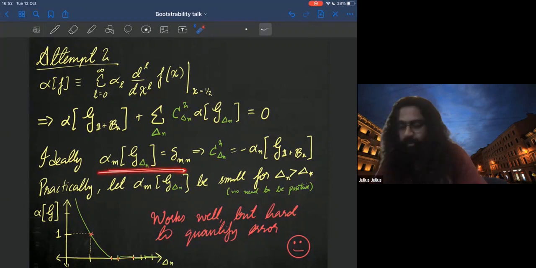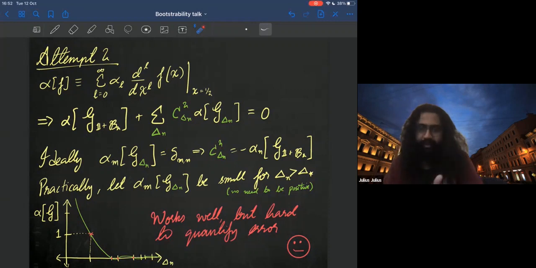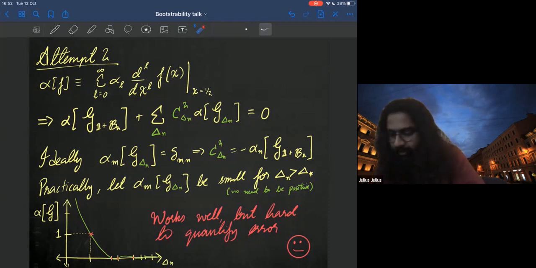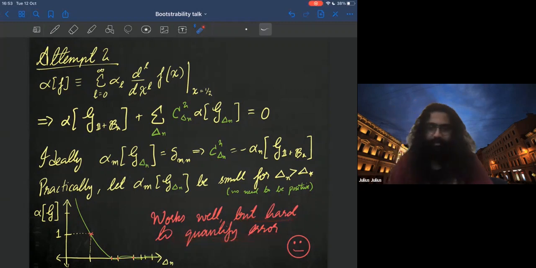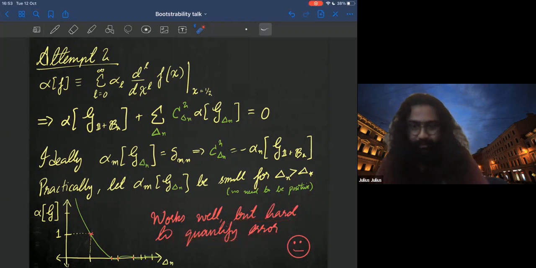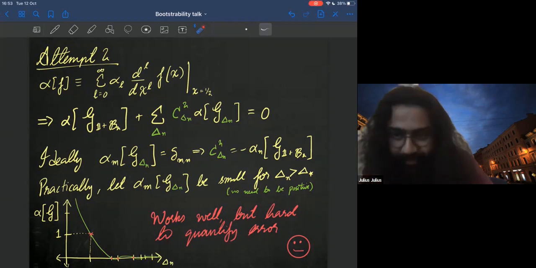Ideally, I want to do this because then all I need to do is invert the equation and I can get an expression for C squared, the OPE coefficient of that particular state, right? So practically, of course, I don't know the entire spectrum. So what we do is we have this until some point, and then beyond some point, we say, okay, let the functional just be positive. I'm sorry, let it be small, but there's no need for it to be positive. Now, this actually works quite well. It works well, but it was hard for us to quantify the error. So we had no idea whether what we were producing was meaningful or not. So we were kind of happy, but not really.